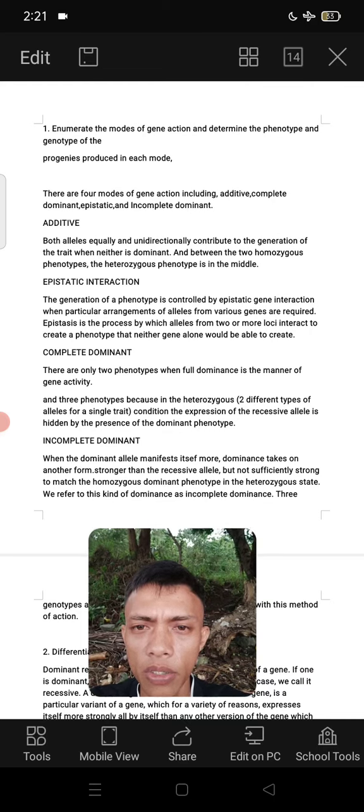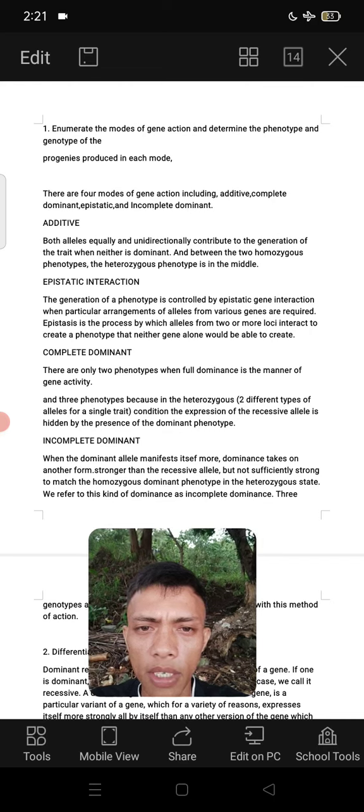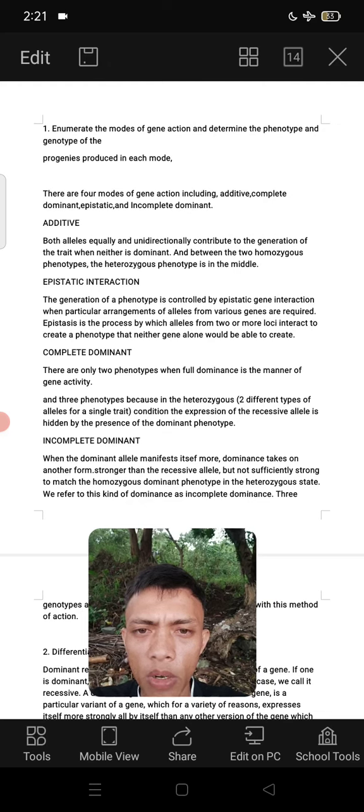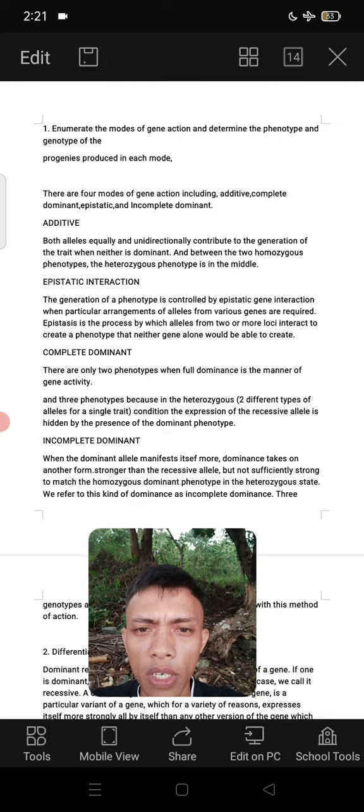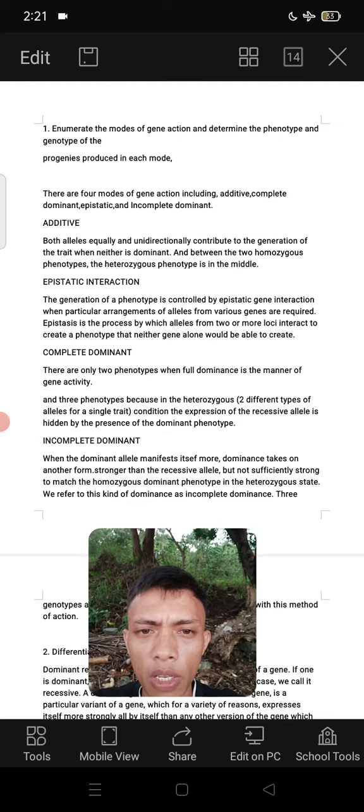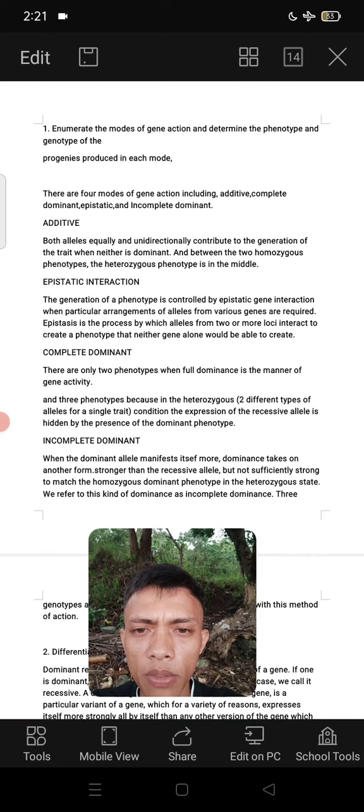Epistatic interactions. The generation of phenotype is controlled by epistatic gene interactions, where particularly arranged alleles from various genes are required. Epistasis is the process by which alleles from two or more loci interact to create a phenotype that neither gene alone would be able to create.